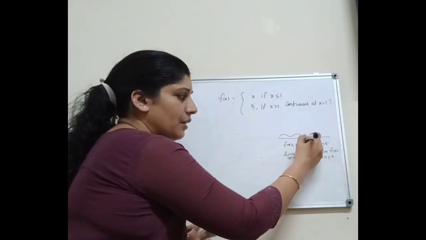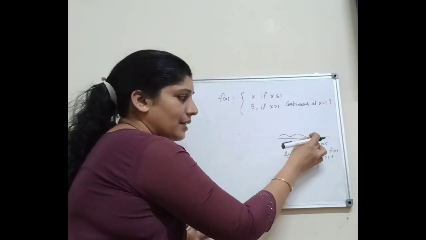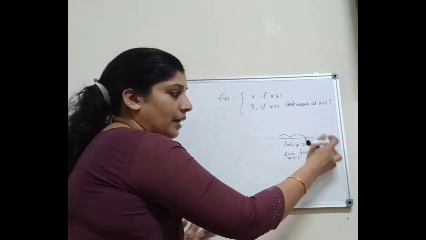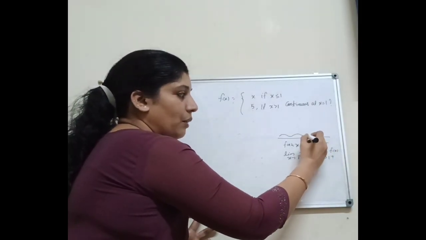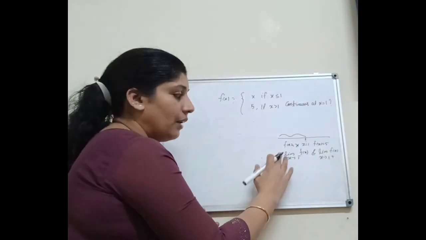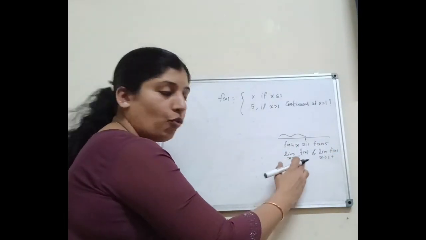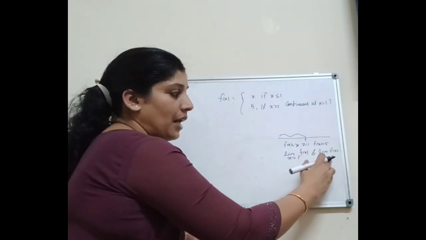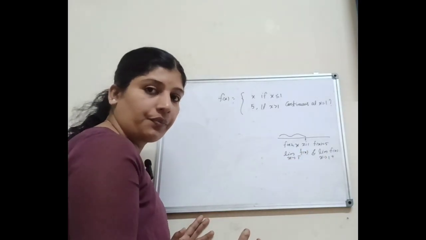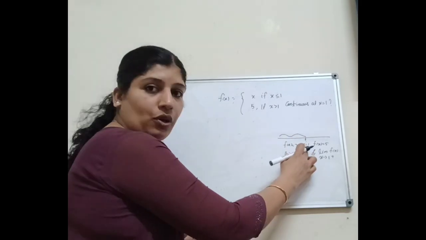Now here the function is defined as f of x equal to x for x less than or equal to 1, and then we consider x greater than 1. That means this point will be a break. Then how can we check? If limit x tends to 1 minus f of x and limit x tends to 1 plus f of x are equal, we can say the function is continuous at the point x equal to 1.